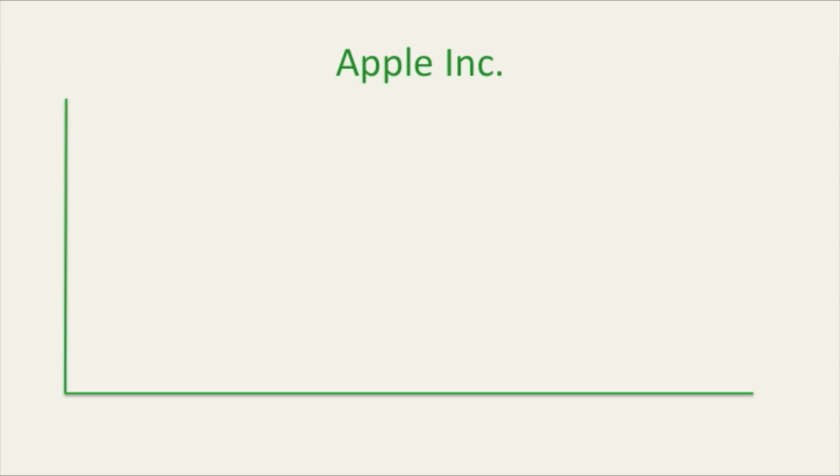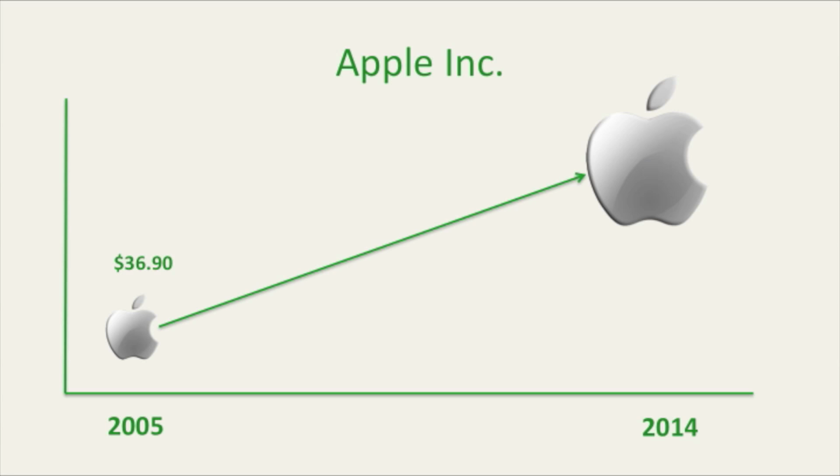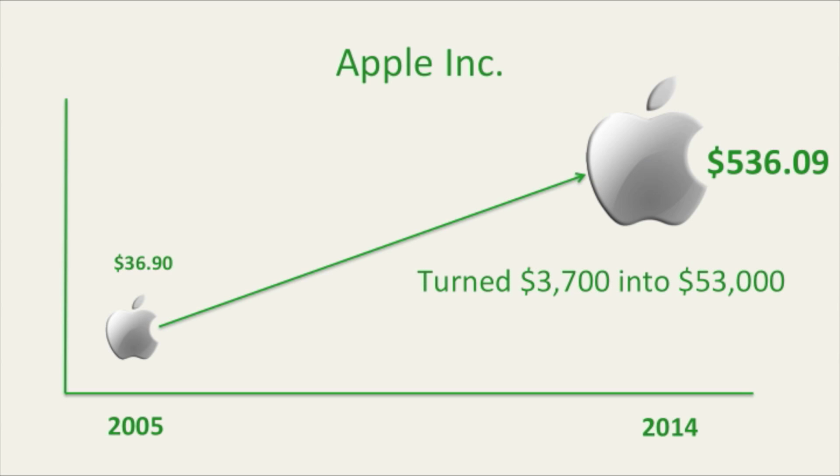As I started to get better, eventually I decided to buy a company that you might be familiar with called Apple Computer. Let me tell you what happened when I decided to invest in Apple. Let's take a look at a chart real quick. Around the time when I decided to invest in Apple, I had really just finished business school, and this is in 2005, and the price of one share of Apple was about $36.90. If you fast forward to today in 2014, Apple is a much bigger company now, and the price of one share of Apple is $536. So what does that mean? Well, that means that if I bought 100 shares, which I did, I turned $3,700 into $53,000.